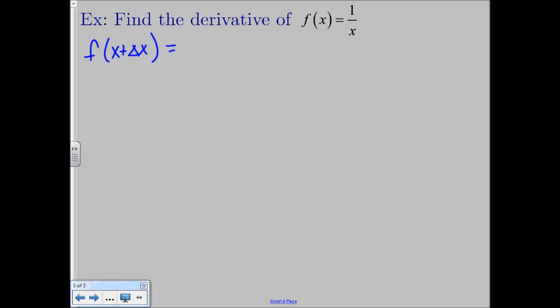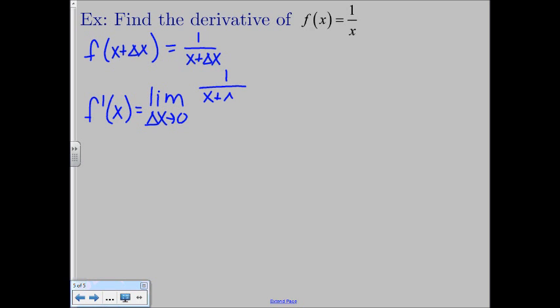And this one's really easy because we don't have any weird terms. We're just going to put 1 over x plus delta x. No simplifying required, so we're good to go. So now we're going to start into our derivative. So f prime of x equals the limit as delta x goes to 0 of 1 over x plus delta x minus, throw in our parentheses, 1 over x all over delta x.